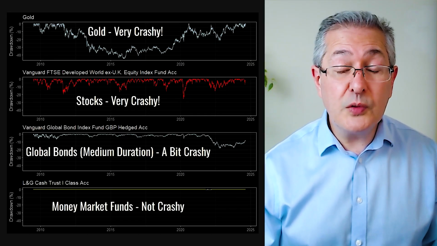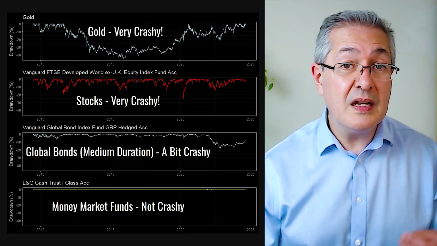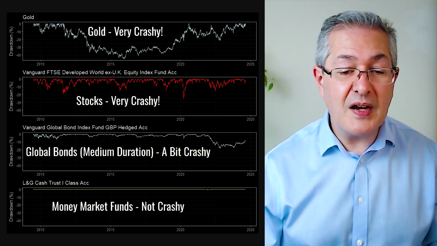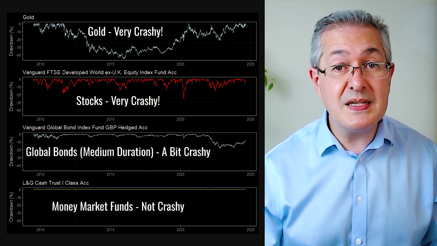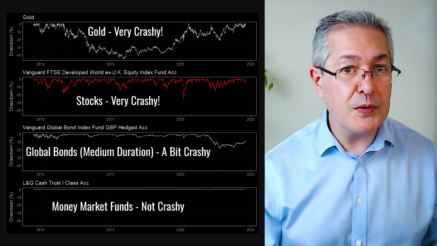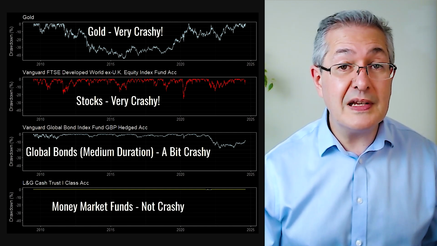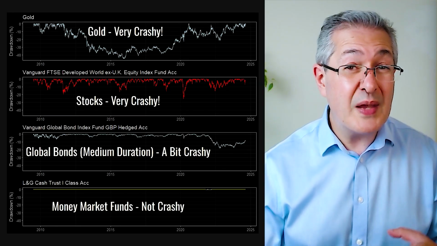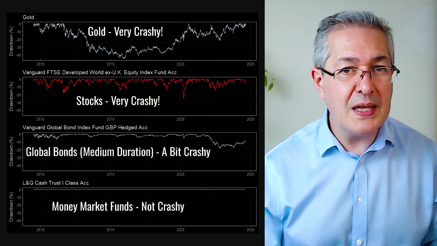So you can see that gold, for example, has been in a state of drawdown for about a decade before it finally recovered around 2020. So very long, deep drawdown periods for gold. Stocks too are notoriously crashy. You can see lots of dips below the all-time high, although here they do tend to be fairly short-lived.